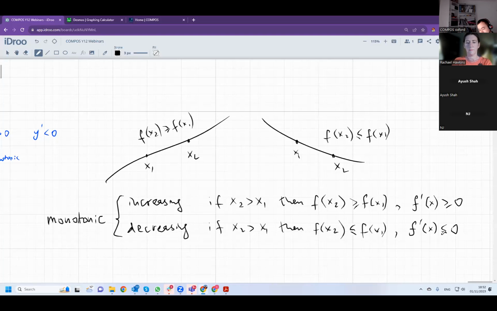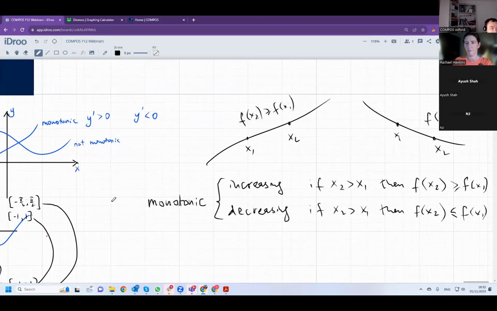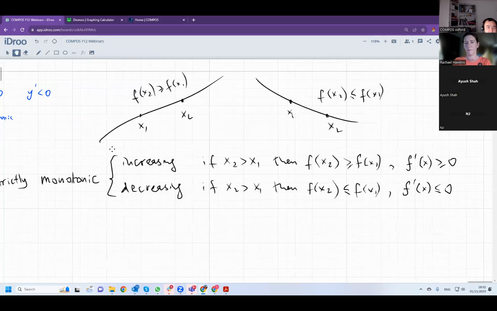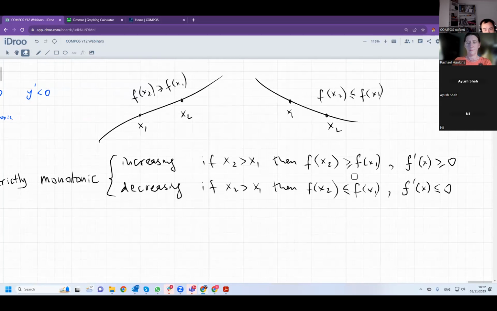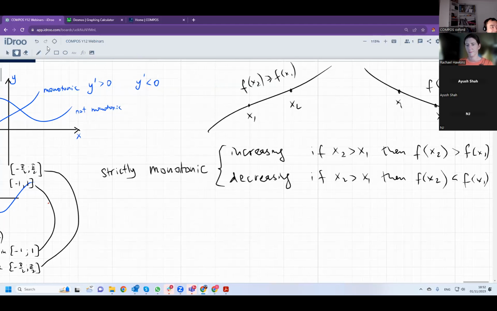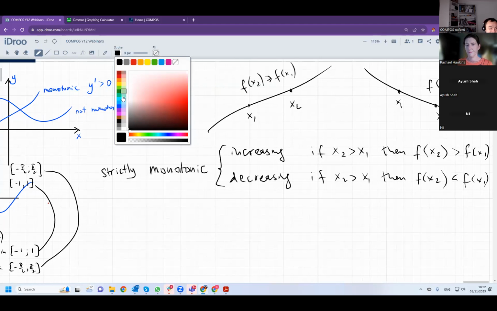Okay, let's introduce the term strictly monotonic, and that means that it's strictly greater like this. So I fixed the problem. Strictly monotonic functions always have an inverse. Thank you for pointing me in that direction.